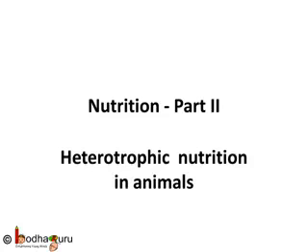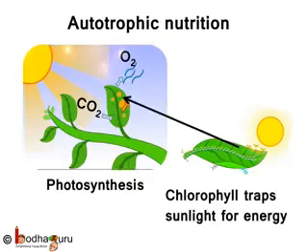Hello everyone, we already know the green plants take in carbon dioxide and water from the environment and produce glucose in the presence of sunlight and chlorophyll. So, it is not dependent on other living organisms for its food. Hence, its nutrition is called autotrophic nutrition.